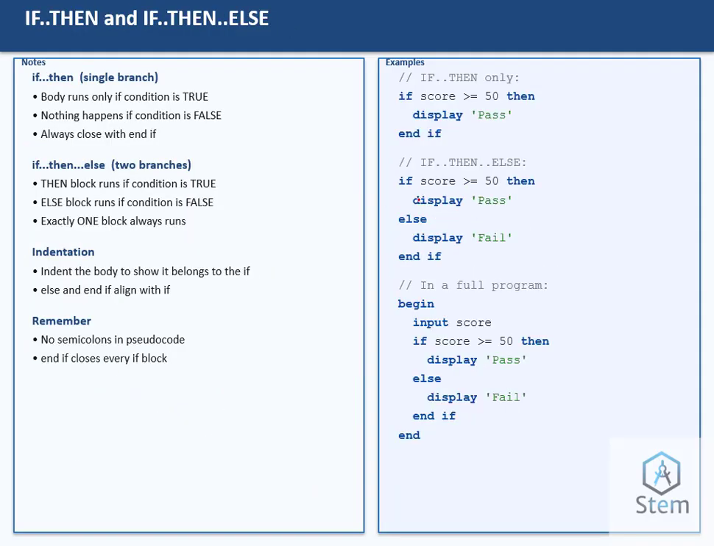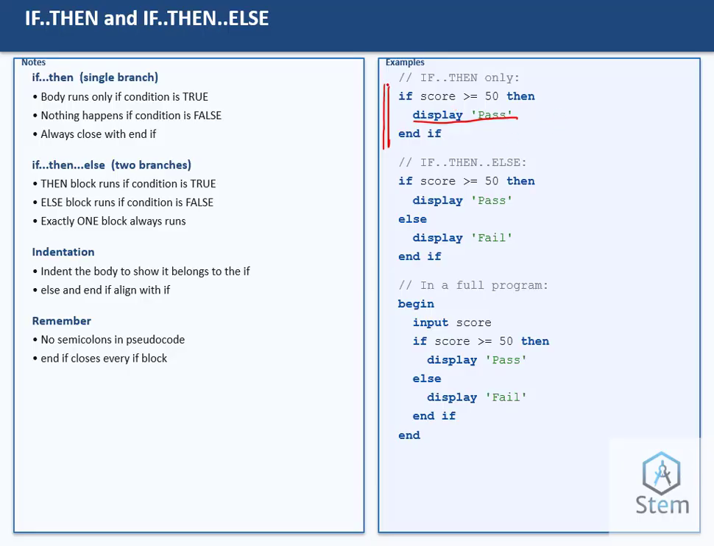Let's look at another program. This is a program where there is only one condition being tested. Is your mark greater than or equal to 50? If your mark is greater than or equal to 50, we display pass. If it's not greater than or equal to 50, well, we are not interested. We don't do anything. We are not going to display fail. We are not going to display pass. The program just carries on.